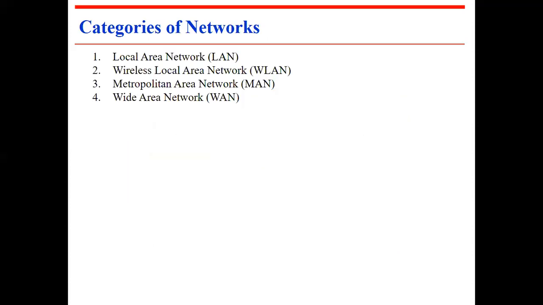Next, what are the categories of networks? That is the local area network, wireless area network, metropolitan area network, and wide area network. A local area network is a connection between buildings. The next one is the metropolitan area network, which connects metropolitan areas. Next, wide area network covers all over the world.